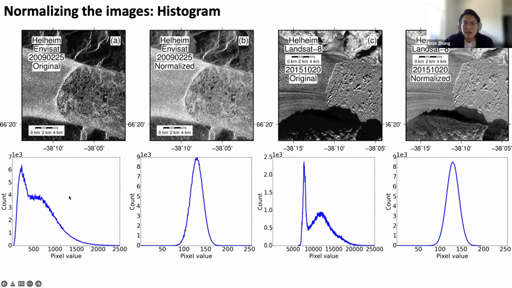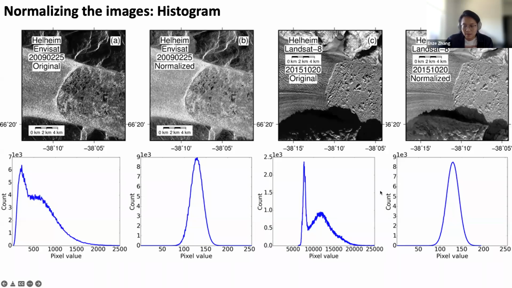So from this figure, we can see that images in different data sets, over here and here, have very different value ranges. So for example, for this one, the value range is from 0 to 2,500. But for this one, the value range is from 0 to 25,000. And also we can see that the histogram pattern is very different. But after the normalization, all the histograms become a Gaussian distribution with identical standard deviation. So like this, and the images become similar.